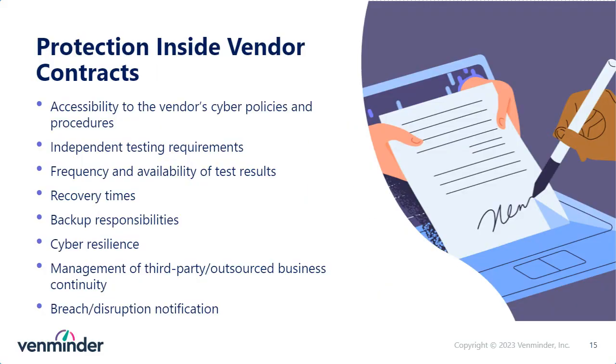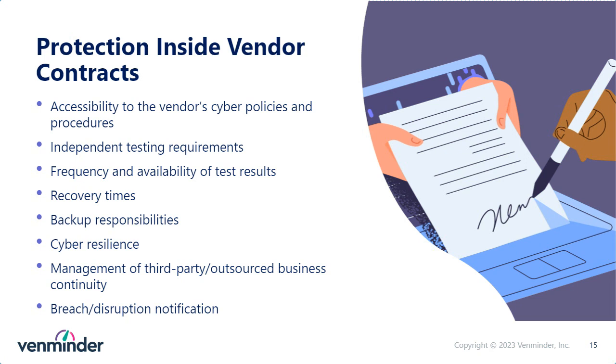So another great start to evaluating your vendor's cybersecurity process is to start at the contract level. You want to consider including provisions within your contracts related to the following areas. Accessibility to the vendor's cyber policies and procedures. That's like the right to audit. You want to make sure that you and your vendor are on the same page about what you expect to be able to audit and see from them regarding their cybersecurity program.